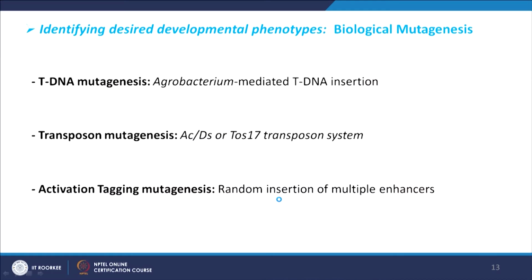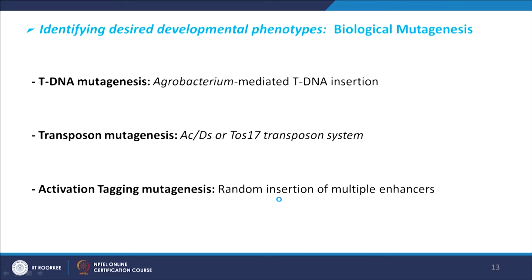And third, another very important way to generate desired developmental mutants is biological mutagen. Here there are three major approaches. First one is tDNA mutagenesis, which is done by agrobacterium mediated tDNA insertion. Second is transposon based mutagenesis, and third is activation tagging based mutagenesis.